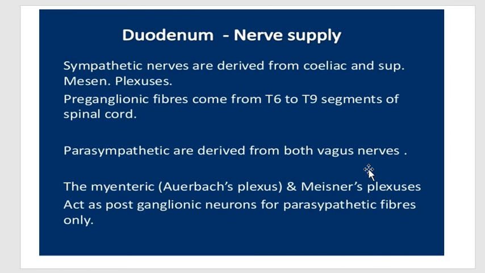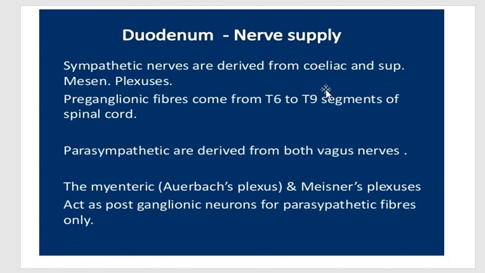Now come to the nerve supply. In each and every organ you have to remember its sympathetic and parasympathetic nerve supply. Parasympathetic nerve supply in the GI tract is derived from the vagus nerves. Okay, vagus nerve parasympathetic supply causes secretions, and the sympathetic nerve supply comes out from the T6 to T9 segments of spinal cord.